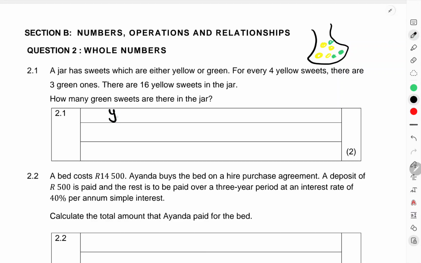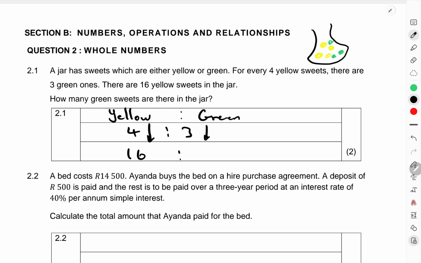look for the ratio. I'll have yellow this side, I'll have green this side, right? The ratio is that for every 4 yellow sweets, there are 3 of the green ones, meaning the ratio is going to be 4:3. That is the ratio between the sweets. But then the question here says there are 16 yellow sweets. Therefore, if there are 16 yellow sweets, how many green sweets are we going to have? So from 4 of these yellow sweets, you have 3 of the green sweets. But then if you have 16 of the yellow sweets, how many green sweets are we going to have?